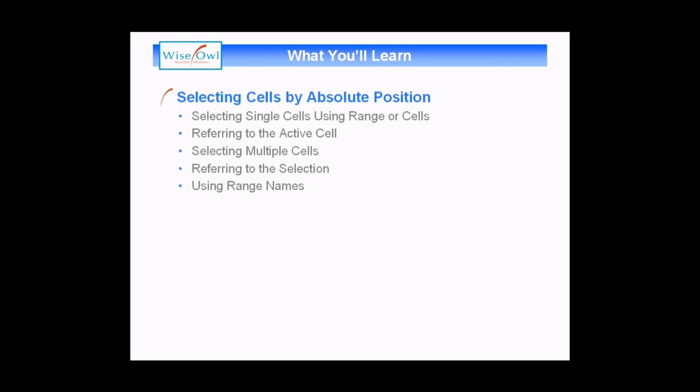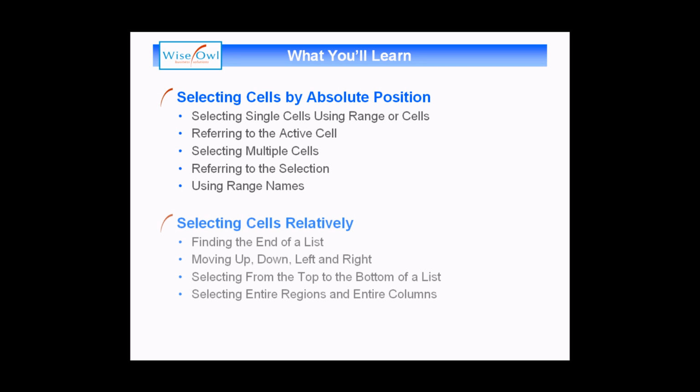We'll start the video with looking at how you refer to cells based on their absolute position on the worksheet. So that's using the word range or the word cells, and using cell references or row and column numbers. We'll also show you how you can refer to a cell that has been selected using the Activecell keyword, and then move on to looking at selecting multiple cells, how you refer to a selection of multiple cells, and also how you could use a range name to refer to a range of cells you might have previously defined.